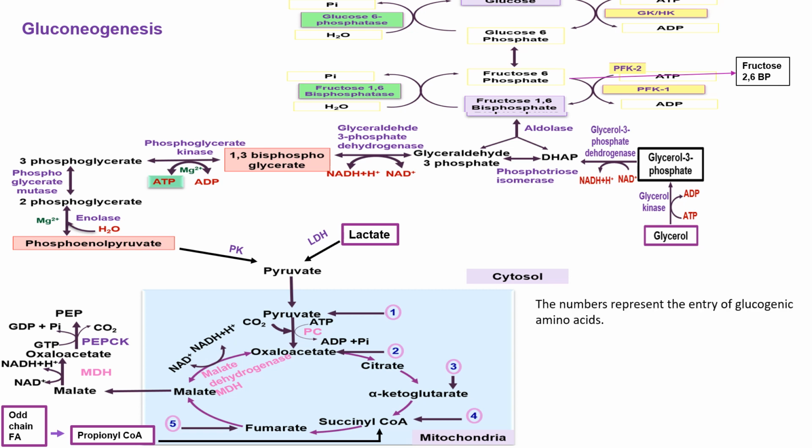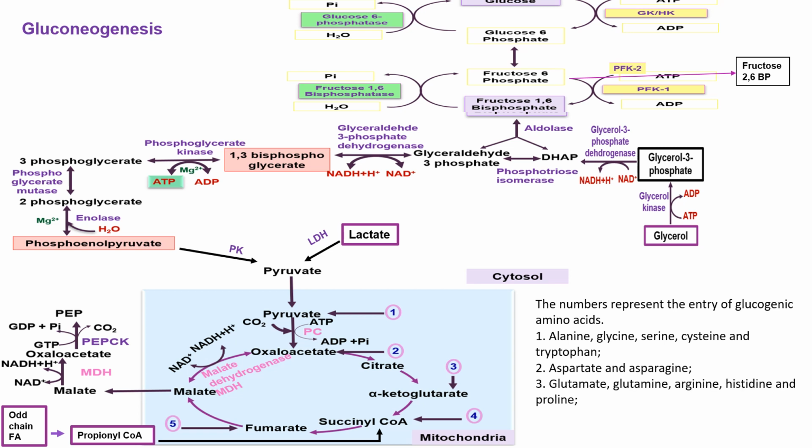Then there are many glucogenic amino acids entering, represented by these numbers 1, 2, 3, 4, and 5. At first, there are alanine, glycine, serine, cysteine, and tryptophan, which enter as pyruvate. Aspartate and asparagine will form oxaloacetate. Glutamine, arginine, histidine, and proline form alpha-ketoglutarate. Valine, isoleucine, threonine, and methionine form succinyl-CoA, whereas phenylalanine and tyrosine form fumarate. So this is the overall representation of gluconeogenesis.